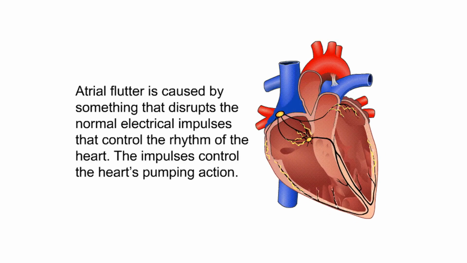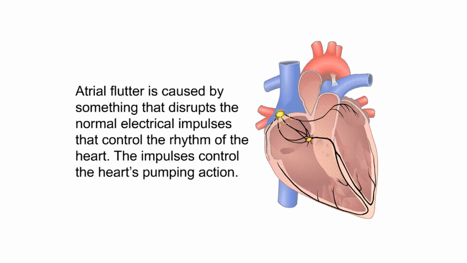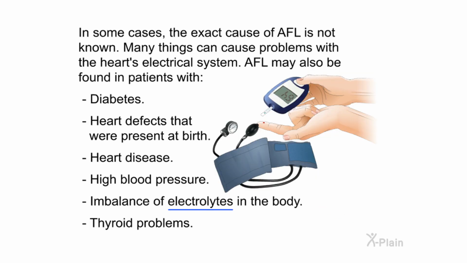Causes. Atrial flutter is caused by something that disrupts the normal electrical impulses that control the rhythm of the heart. The impulses control the heart's pumping action. In some cases, the exact cause of AFL is not known. Many things can cause problems with the heart's electrical system.